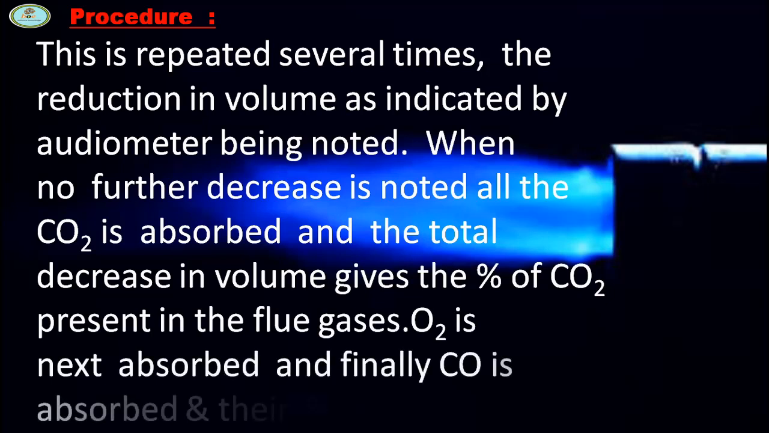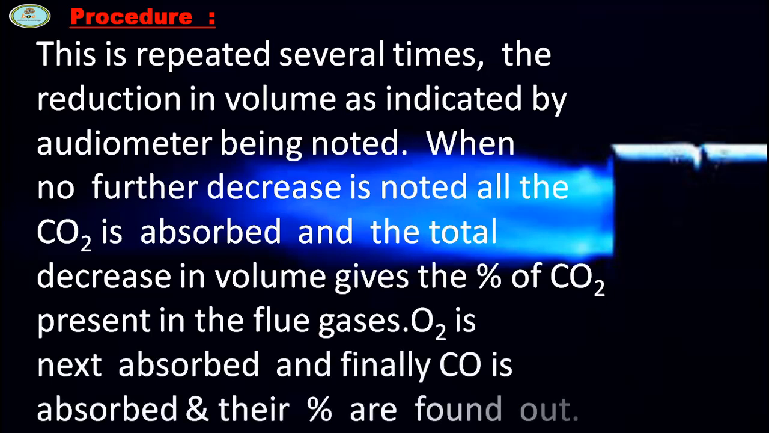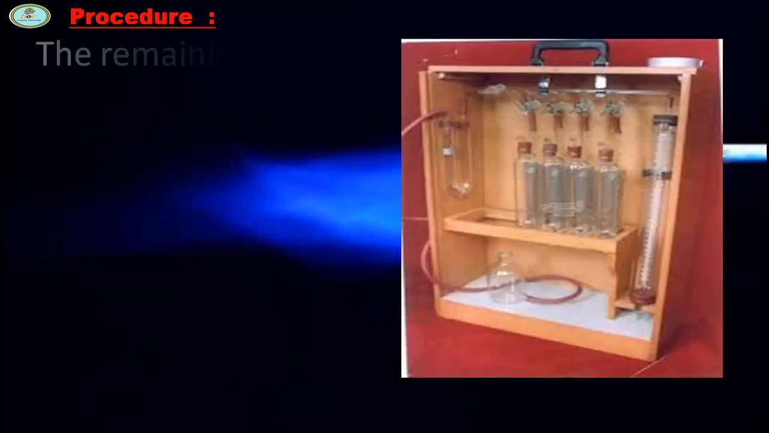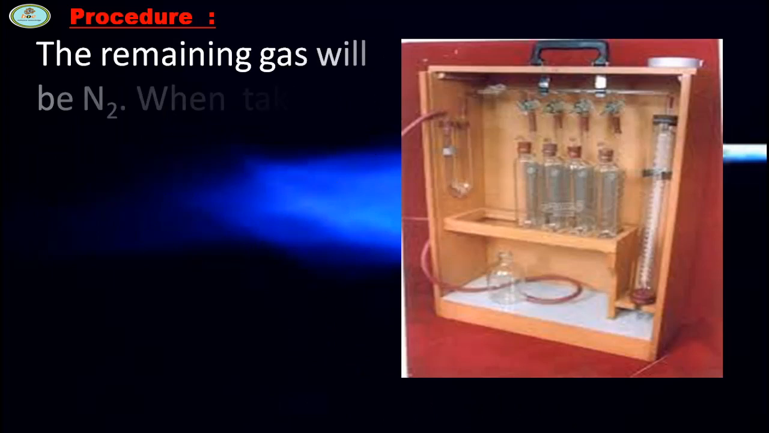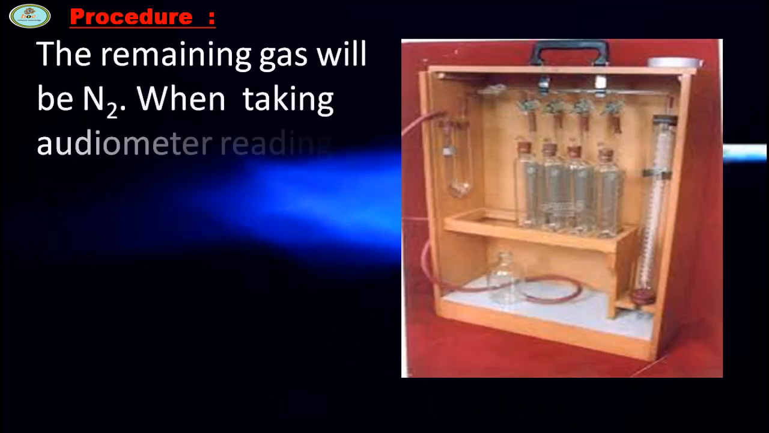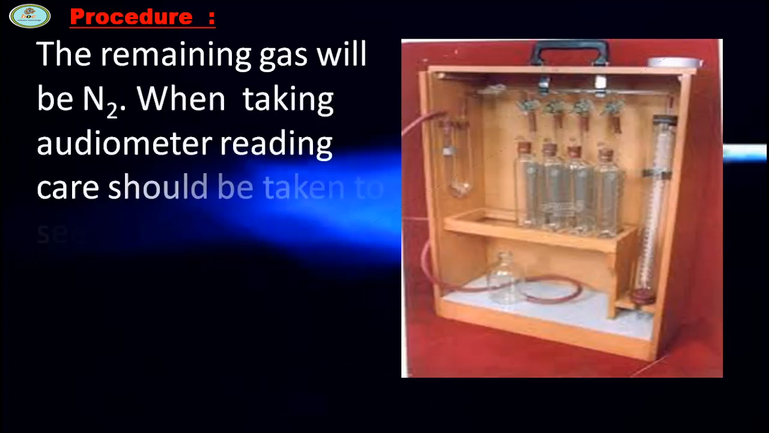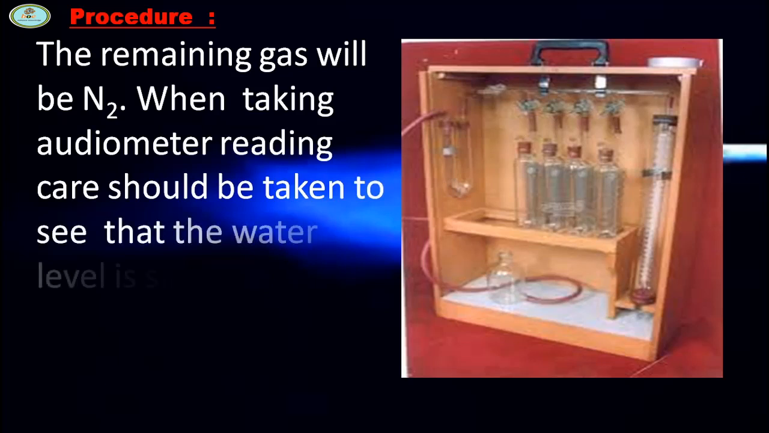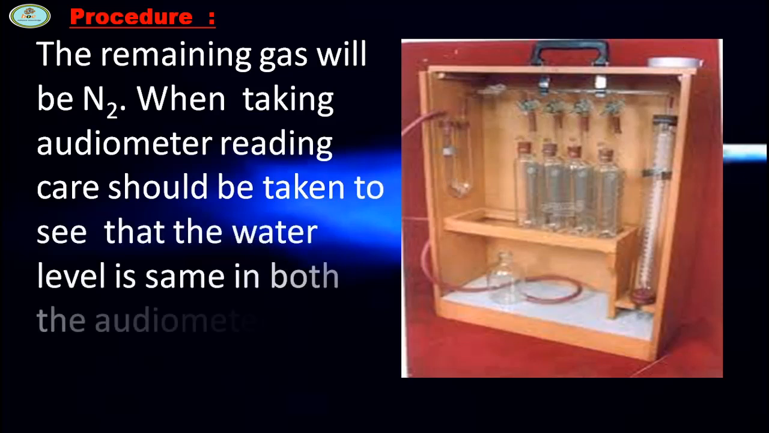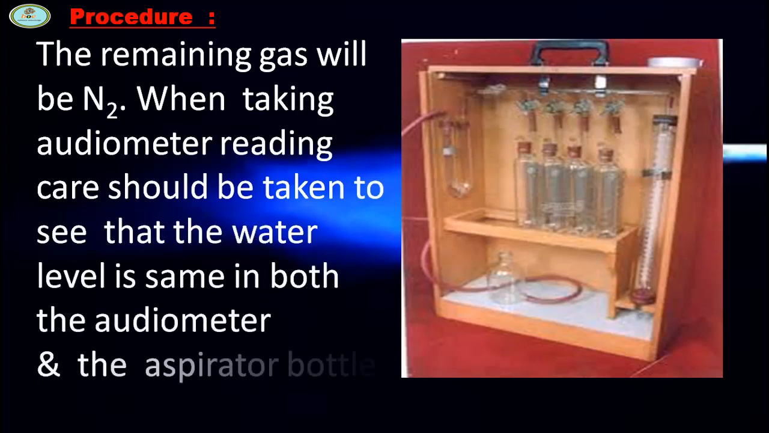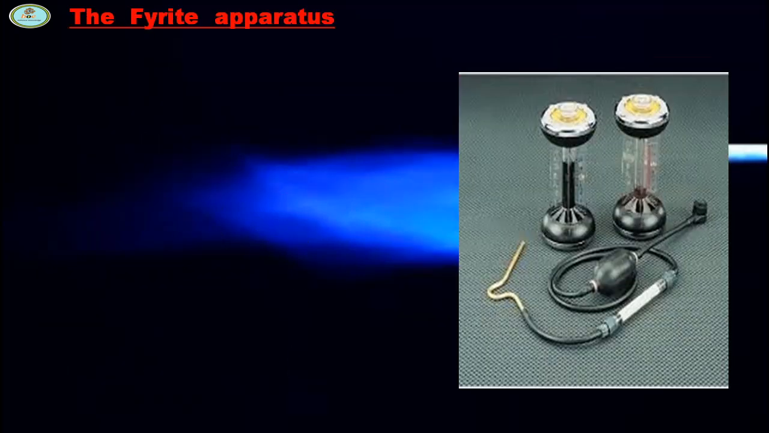O2 is next absorbed and finally CO is absorbed, and their percentages are found out. The remaining gas will be N2. When taking eudiometer reading, care should be taken to see that the water level is the same in both the eudiometer and the aspirator bottle.